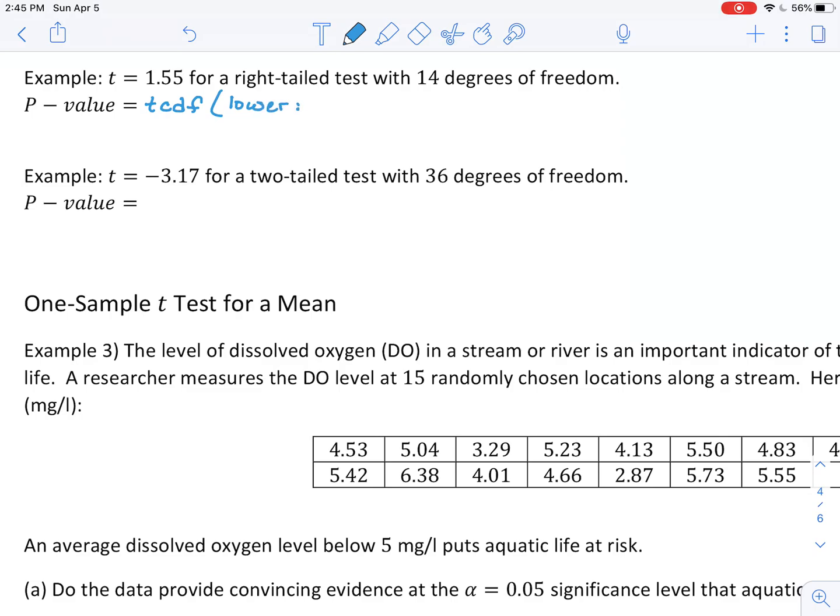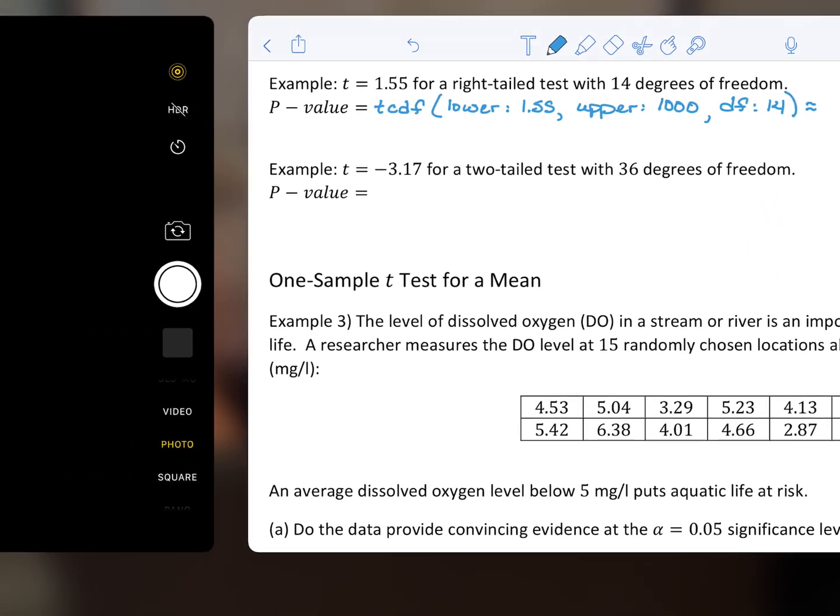So let me write out actually what I'm doing. We're doing t-CDF. The lower value is our test statistic of 1.55. The upper value is just something huge because we would like it to go to infinity. And this one had 14 degrees of freedom.